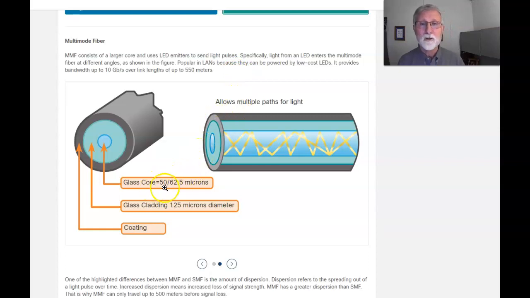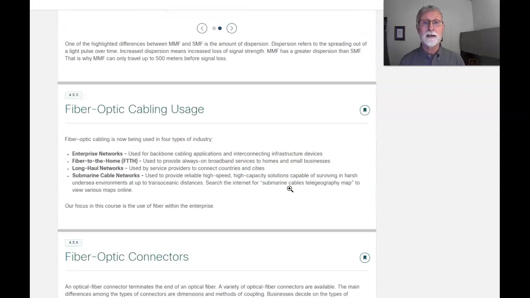So you've got a glass core that's thicker. The cladding's about the same, and the outside coating is about the same. But just remember, with multi-mode, because it's LED and it's coming at different angles, it's going to bounce differently, and doesn't get the same amount of distance.